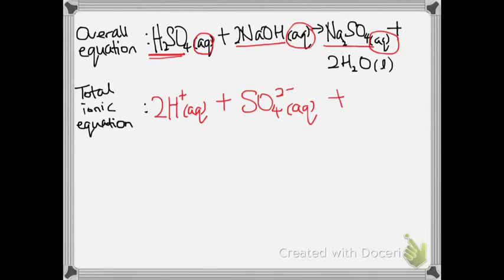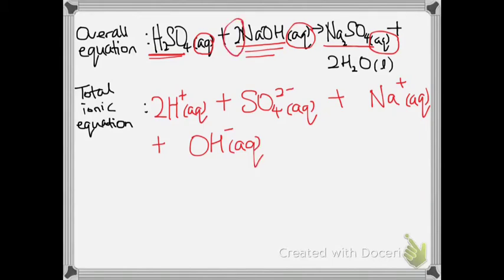Next, we look at sodium hydroxide. Now for sodium hydroxide, it releases Na+ and OH- ions. Now remember, we had the stoichiometric coefficient 2 in front. Therefore, it will release 2 sodium ions and 2 hydroxide ions. Now this is how the reactants split up.